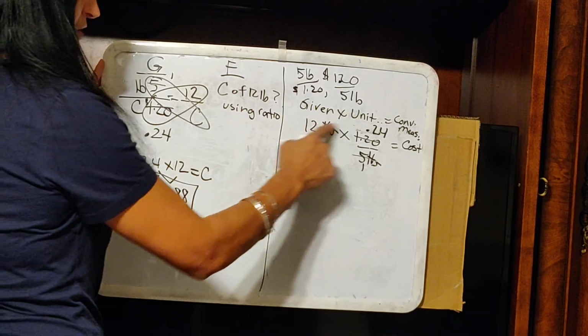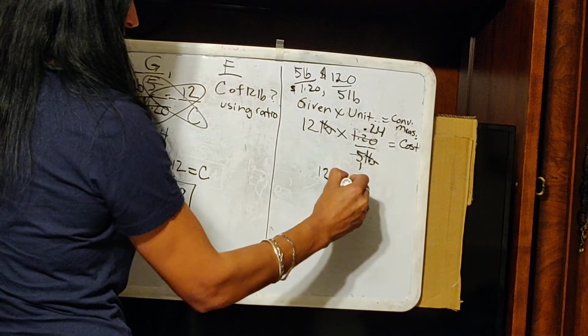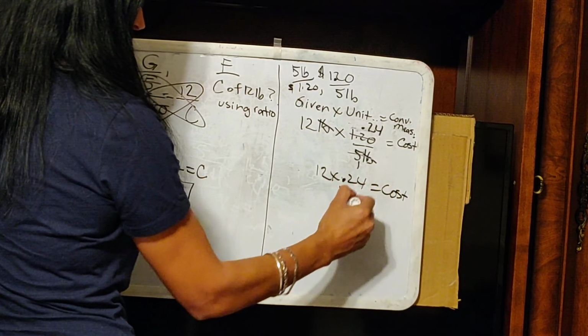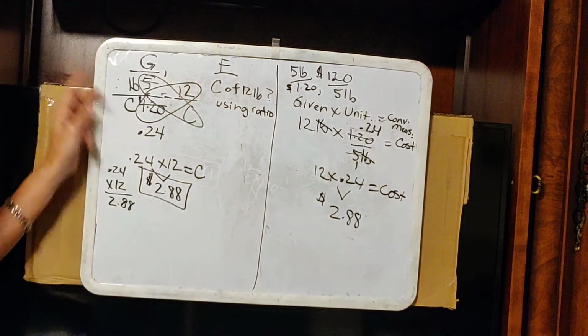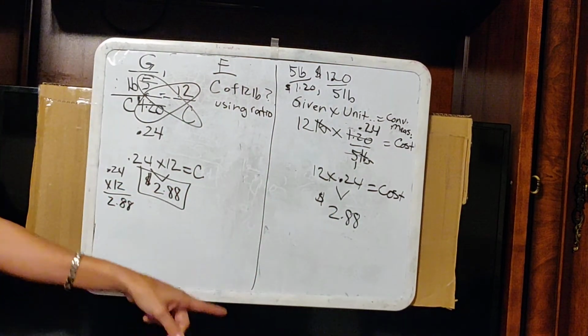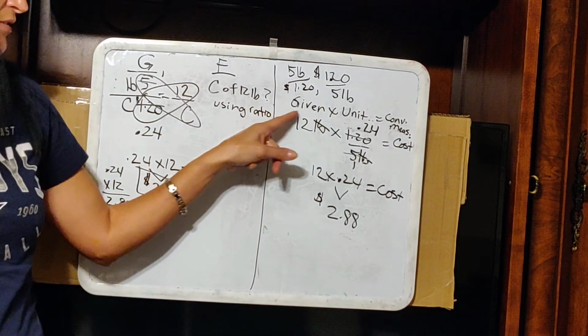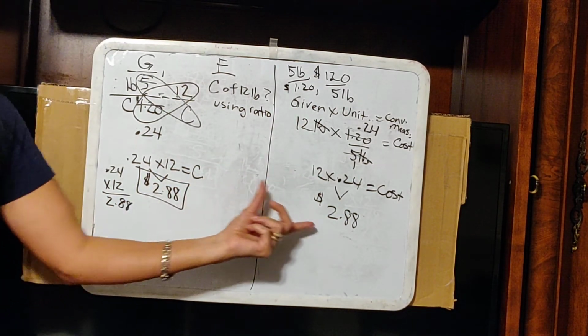And then I'm going to multiply 12 times 24 cents. And that's going to be my cost. And we did the math on the left side, so we know it is $2.88. And it's the same. So you can see that either using a proportion or using the rate formula, we're able to solve this problem either way.